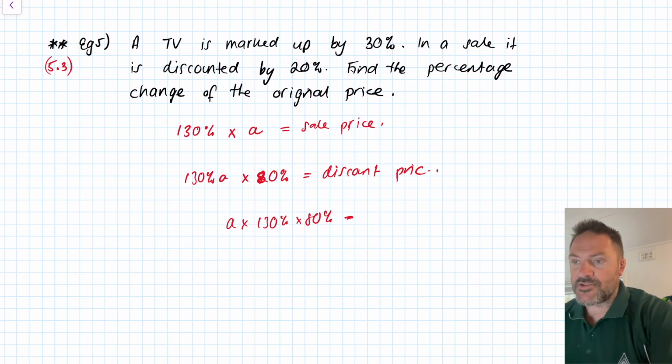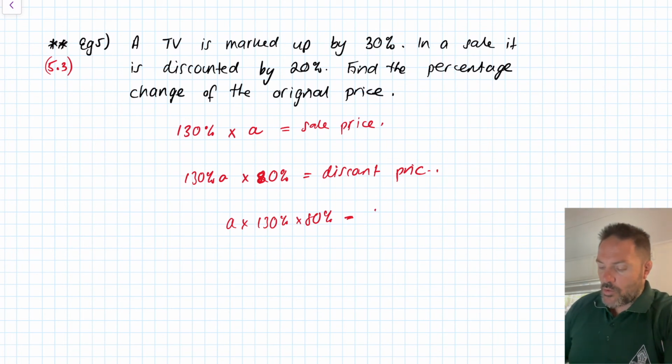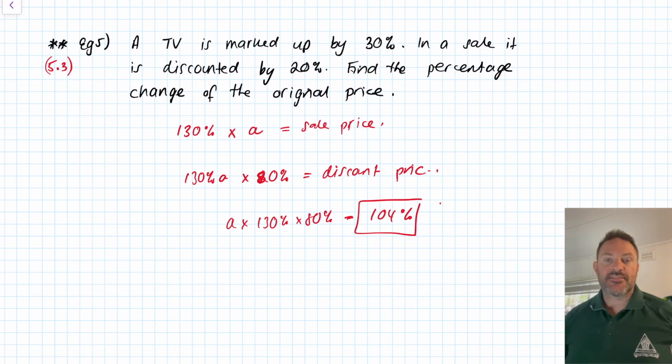So on the calculator, I'm going to type in 1.3, which is 130%. I'm going to times by 0.8, that's my 80%. You can use a percent button if you want, that's okay. And I'm going to get 104% as my price. So 104% of A, whatever A is going to be.